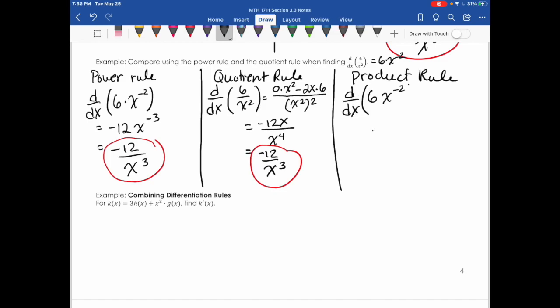If I use the product rule and I take the derivative of 6 times x to the negative 2, I can think of 6 as my f, and I can think of x to the negative 2 as my g. So I want to take the derivative of f, which is 6, and the derivative of 6 is 0, times x to the negative 2, and I want to add that to the derivative of x to the negative 2, which would be negative 2x to the negative 3, multiplied by my f function, which is 6.